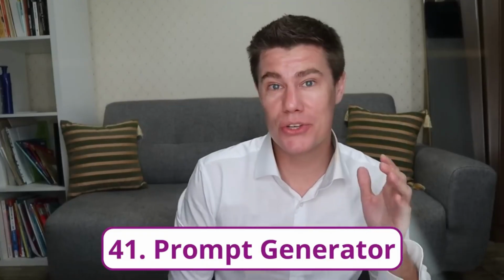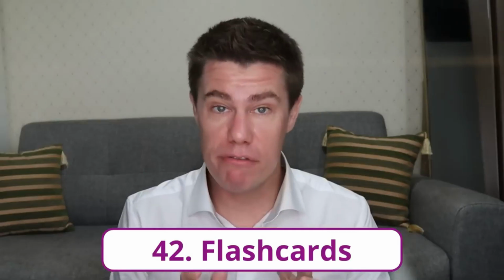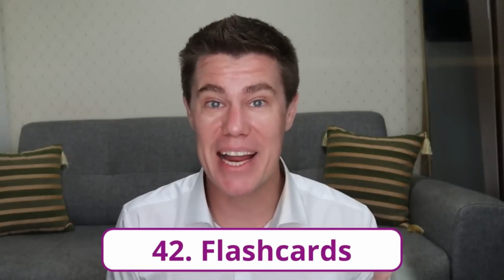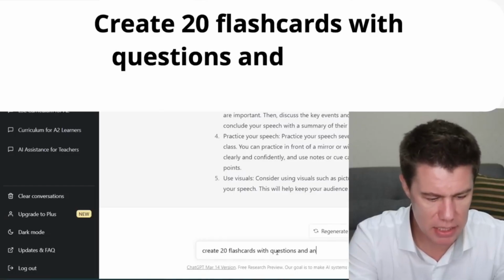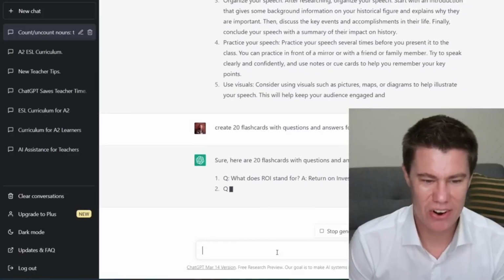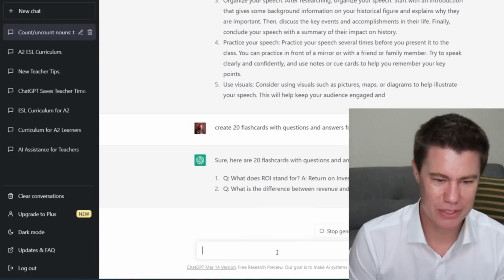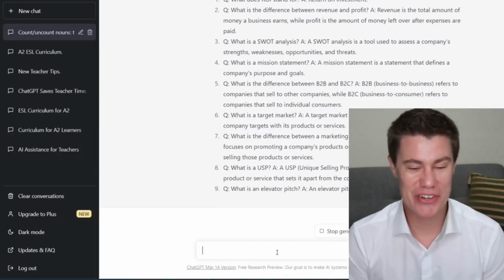Prompt generator. The tool can compose writing prompts for any genre and include a corresponding rubric. Make flashcards with questions and answers. Create 20 flashcards with questions and answers for business English. What does ROI stand for? Return on investment. What is the difference between revenue and profit? Fantastic questions that you can use with this.